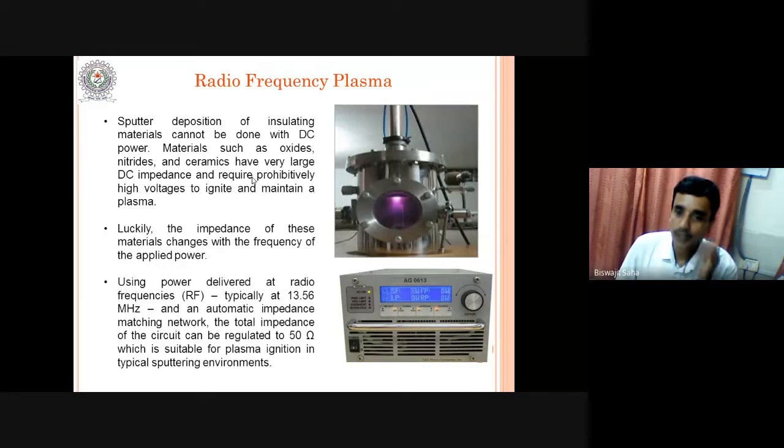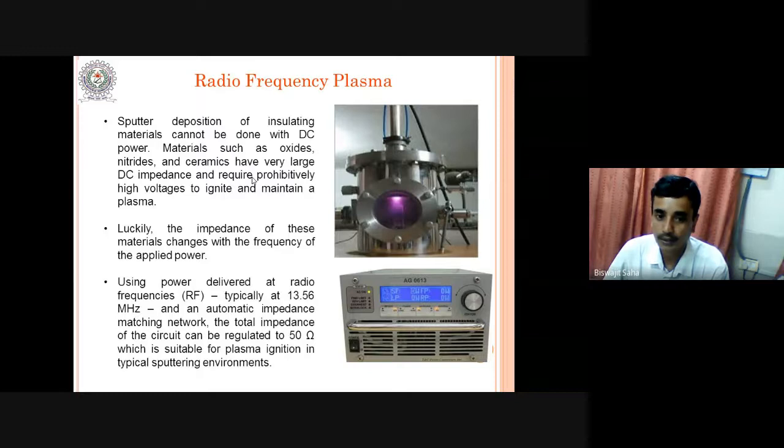Okay, so after DC plasma, now we are discussing the radio frequency plasma. In sputtering, these two types of plasma are usually used: one is the radio frequency one, and the other is the DC. The DC part has already been discussed, so I am now moving to the radio frequency part. The first figure represents the plasma state created inside a vacuum chamber, and through a window in the chamber, one can see the plasma that has been created. The second figure is the radio frequency signal generator. It produces the radio frequency alternating signal, and it is fed inside the chamber between the two electrodes to produce the plasma.